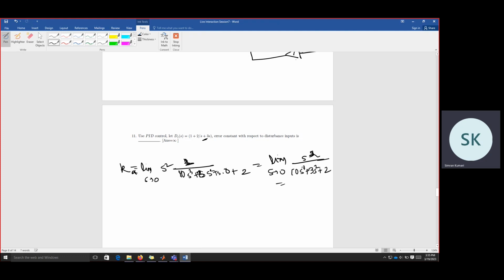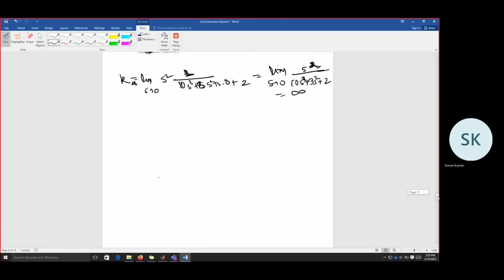Now we have cubic in denominator and square in numerator. So this will go to infinity because this all tends to 0. This will tend to infinity. Okay.